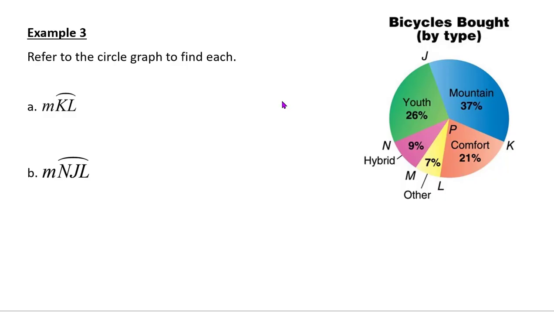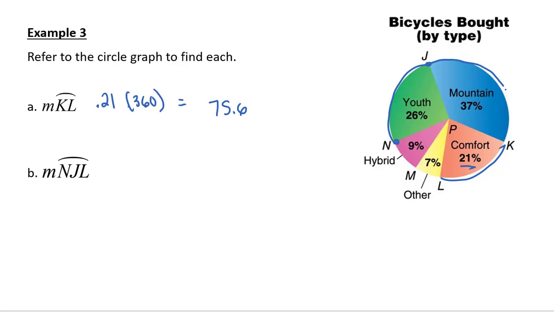Okay, the next example. I need to find the measure of arc KL. Well, it says in this pie graph that we're at 21%. So 21% of that whole thing is our comfort bicycle. So that means that 21% of 360 degrees is what KL's arc is going to be, and that is 75.6.